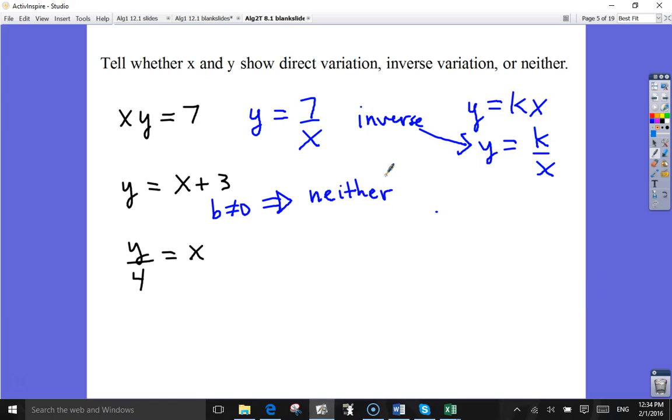And how do you solve the last one for y? Multiply by 4, right? So you get y equals 4x. So direct or inverse? Direct, it looks like this. And what is the value of k? Direct. k equals 4.